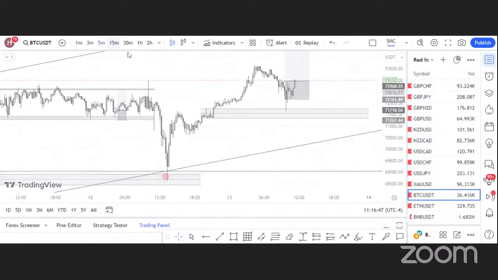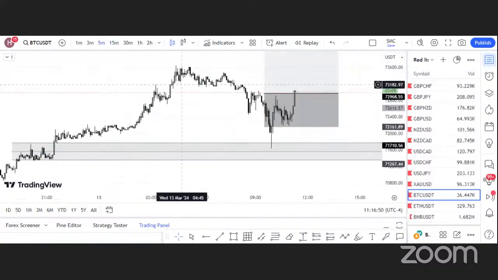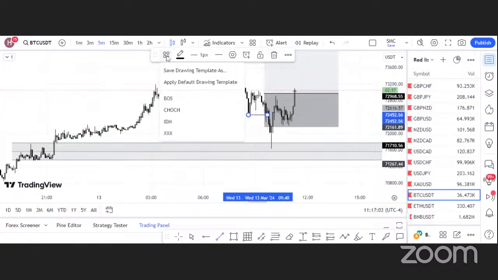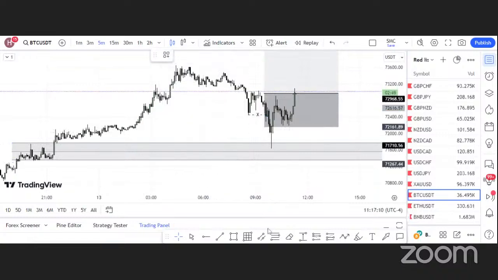Okay, guys, let's stay on the BTC USDT chart. What we are looking for here is a buy opportunity.